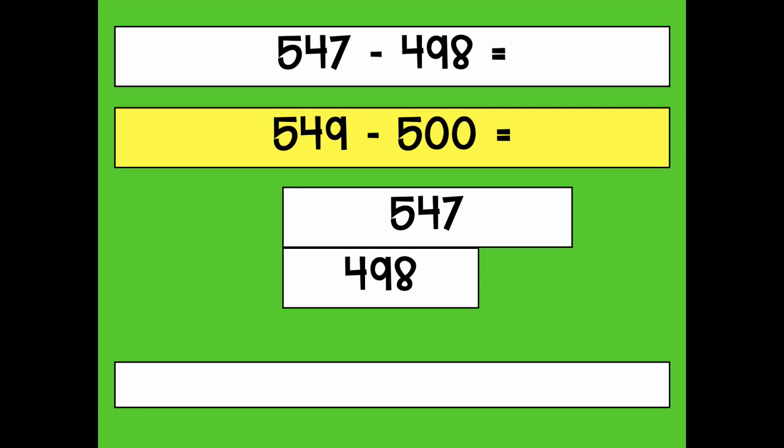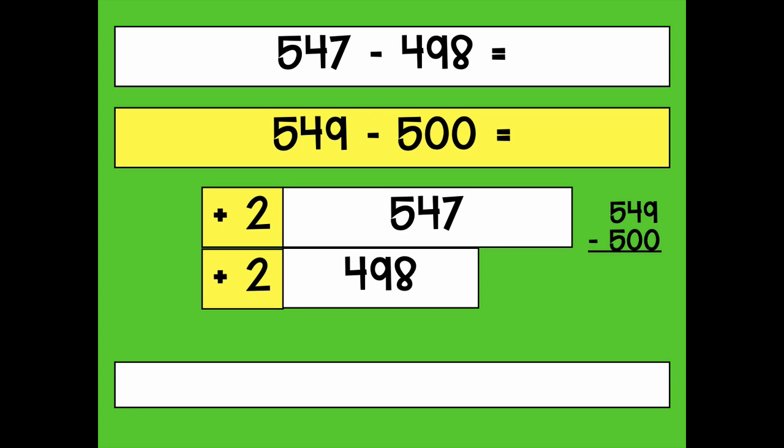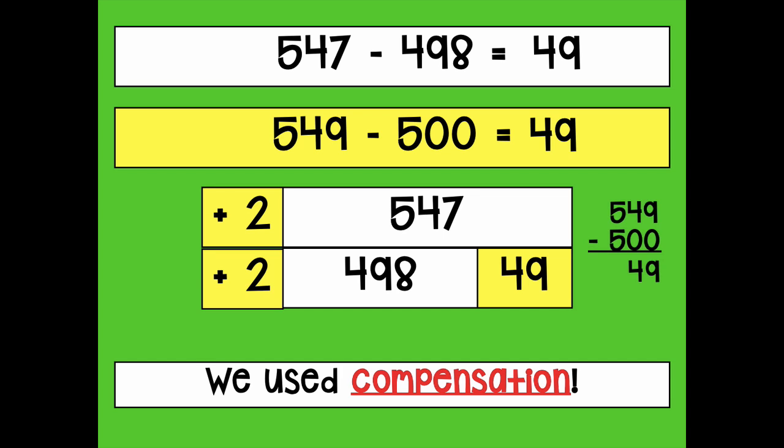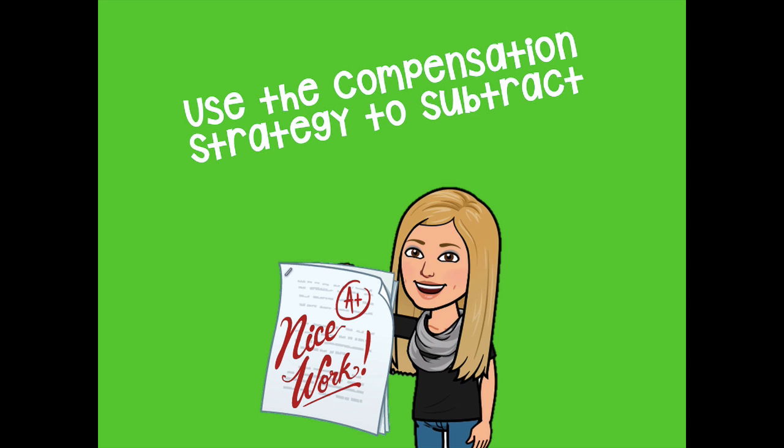All right, friends, so here I added 2 to both numbers because 498 is only 2 away from 500. So now my new problem is 549 minus 500. So 9 minus 0 is 9, 4 minus 0 is 4, and 5 minus 5 is 0. So the difference is 49 for both problems. We used the compensation strategy. All right, friends, great job using the compensation strategy to subtract. You guys did an awesome job with that.